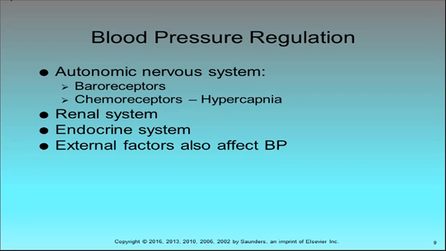Hypercapnia is an increase in your PaCO2 level, and it causes a patient to be acidotic. And it's basically the direct effect of carbon dioxide on the central nervous system.